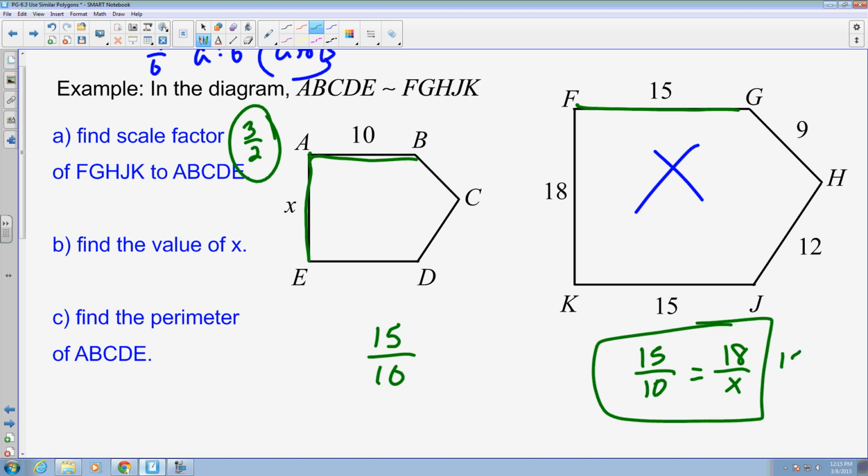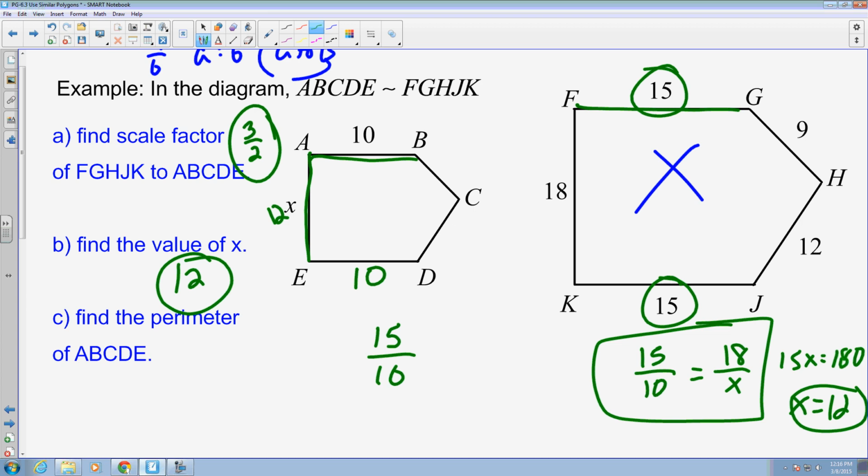So if you were to take 15x, set it equal to 180, and divide both sides by 15, x would be 12. Okay, so I'm just going to put 12 right here. And then the last thing is they want us to find the perimeter of ABCDE. So you know that this is 12, and I also know that ED is 10, because if you look here, I got 15 and 15, and since they're proportional, I can write that in there.